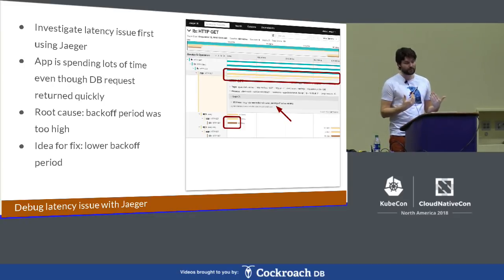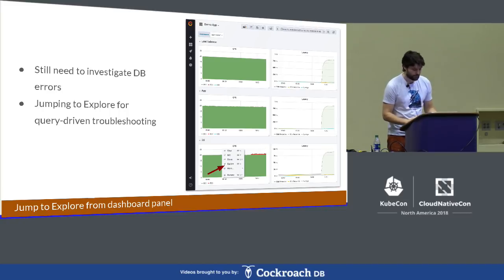Now the fix for this particular issue would probably be that the 500 milliseconds is a long time. The whole app could have responded a lot quicker if the backoff period wasn't that high. So this would probably be my fix for this particular issue. But there was a second one, right? There was a second issue where there were errors, right?